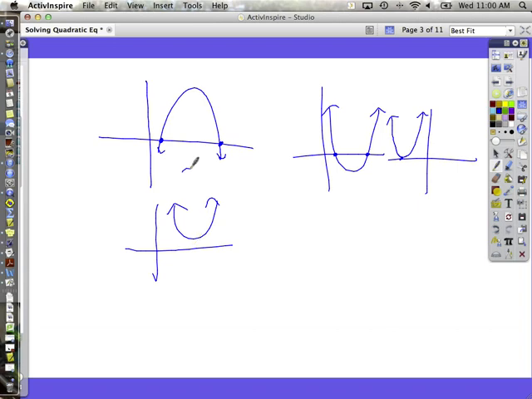Sometimes it hits in two locations. So I have two solutions here. Here I have two solutions. Here I have one solution. And here I have no solutions. Okay, so any of those are really possible. Now, if we're talking specifically about solving by factoring, we're going to be looking at two solutions or one solution. This no solution shouldn't occur because otherwise it wouldn't factor.